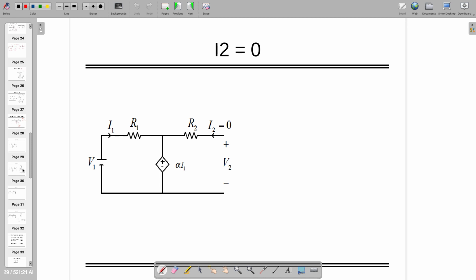So how much V1 are you seeing in terms of I1, or maybe the other way around? I want to know what Z11 you are finding out. Alpha plus R1. Okay. Is it correct? Is everybody getting the same? Okay. What about Z21?